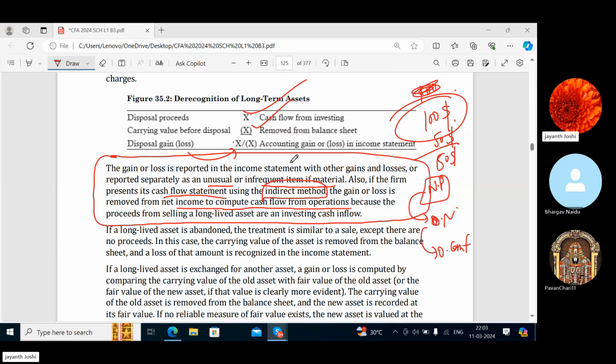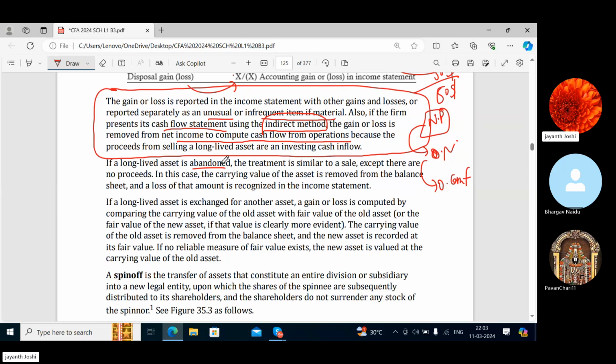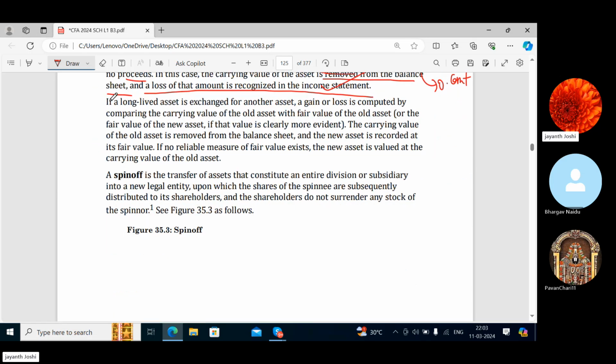If a long-lived asset is abandoned, the treatment is similar to sale. Abandoned is nothing but you don't want to keep that asset with you. You want to remove it from the business, and it is similar to sale, except there are no proceeds. That means you will not show any sales figure. In this case, the carrying value of the asset is removed from the balance sheet, and a loss of that amount is recognized on the income statement. The whole amount would be a loss.